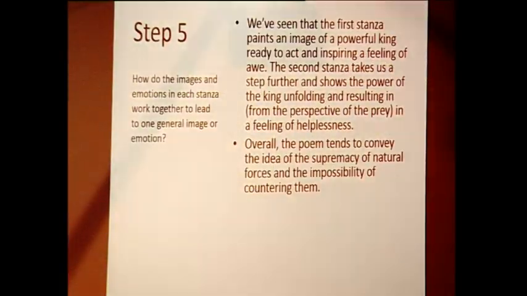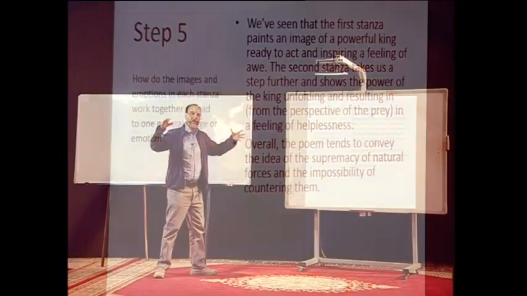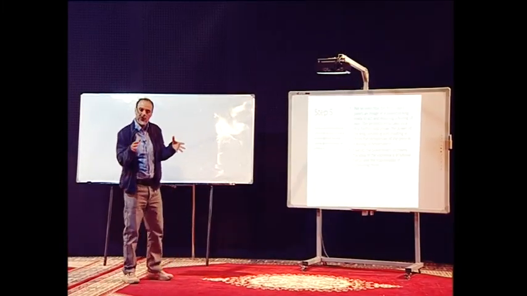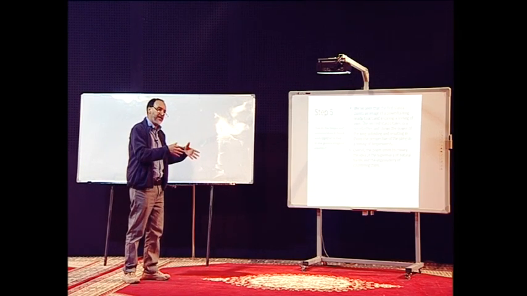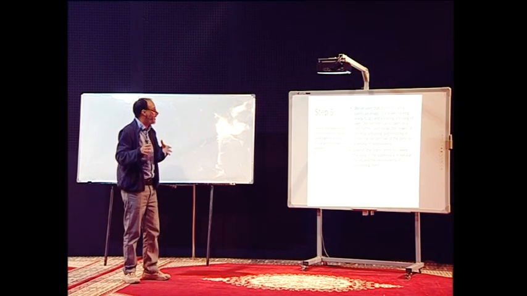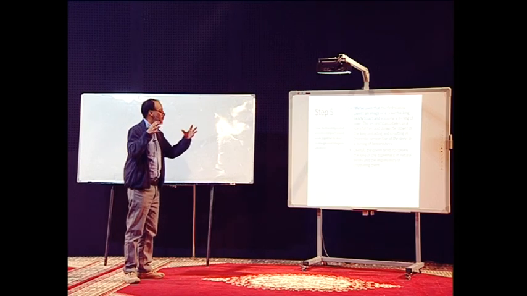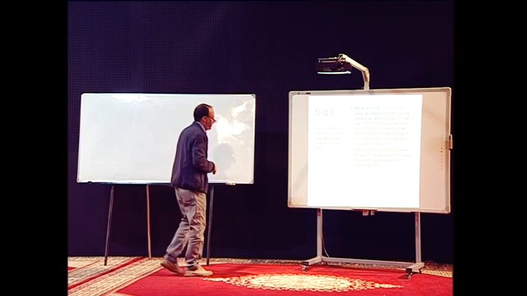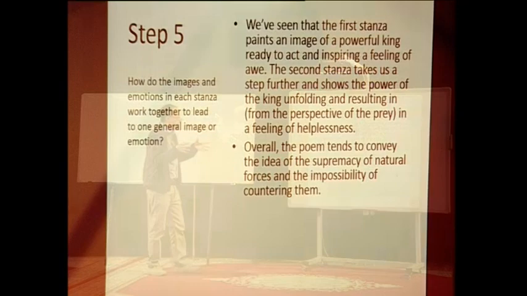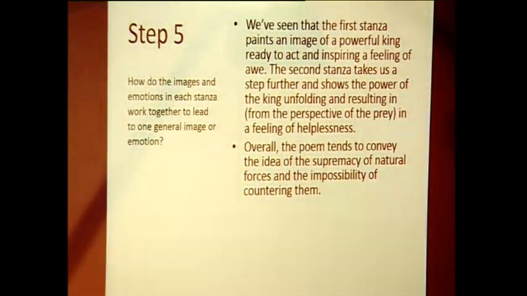And step 5: how do the images work together? Now we're going to synthesize. We're going to put the parts together, because we've been working on stanzas singly. Now we need to have the big picture. How do the images and emotions in each stanza work together to lead to one general image or emotion? Because this is the aim of the poem. Now, we've seen that the first stanza paints an image of a powerful king ready to act, okay?